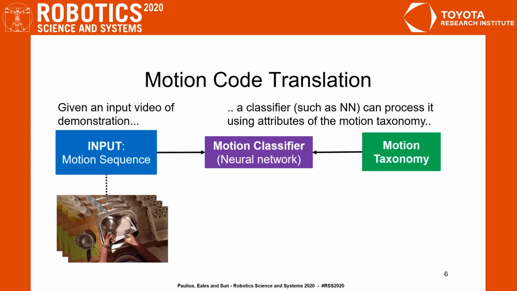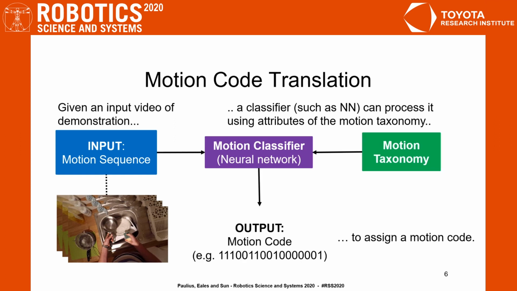The key idea of this taxonomy is to allow us to obtain motion codes directly from demonstration. The pipeline to obtain these codes is as follows. Given an input demonstration video, we can use a motion classifier that is trained on the motion taxonomy to produce a motion code as output, which can then be used as features for further classification tasks.